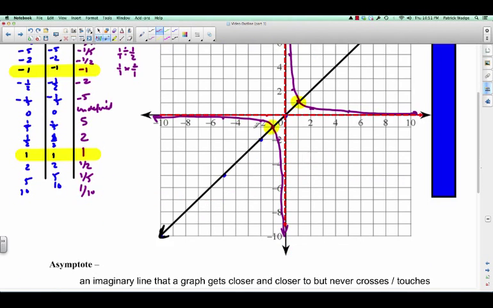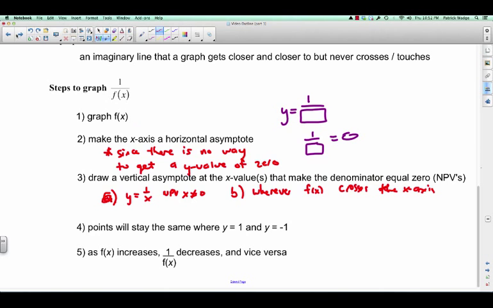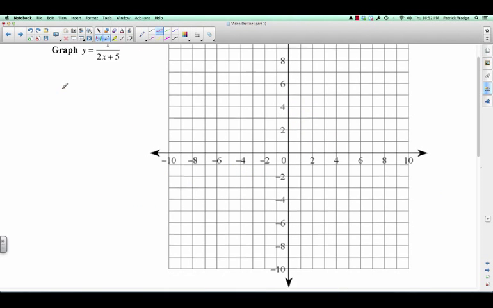Same down here. If you look in this region here, this is where f of x is getting bigger and bigger, and at the same time 1 over f of x is getting smaller and smaller. Down here, f of x is getting smaller and smaller. At the same time 1 over f of x is getting bigger and bigger. Okay? That is what you need to recognize. So let's graph this one now.